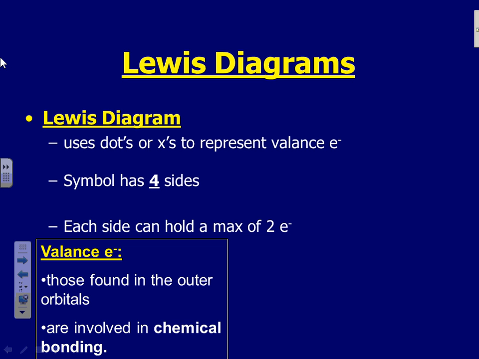Remember I told you I wanted you to put the dots kind of like they were on a clock? That's because that's the way we do it in a Lewis diagram. And that's representing how chemical reactions are going to happen. That's why we were preparing you for it. You can imagine the symbol having 4 sides, like on a clock, 12, 3, 6, and 9. Each side can hold a maximum of 2 electrons. First we put them by themselves, then we pair them up when we have to. The valence electrons, another way of saying the outer electrons.